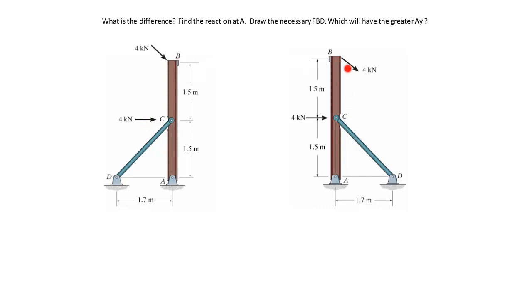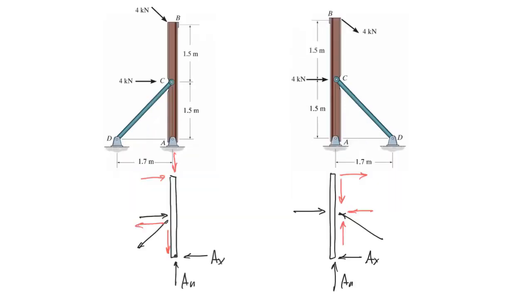Over here, in this case, I have that same 4 kilonewton force here. This one is a pulling force instead of a pushing force, but it's still trying to push it in this direction. In this case, this one will be in compression, and it'll have a component going in this direction and a component in this direction. So what I want to do is draw the free body diagrams and then just talk about them for just a few minutes.